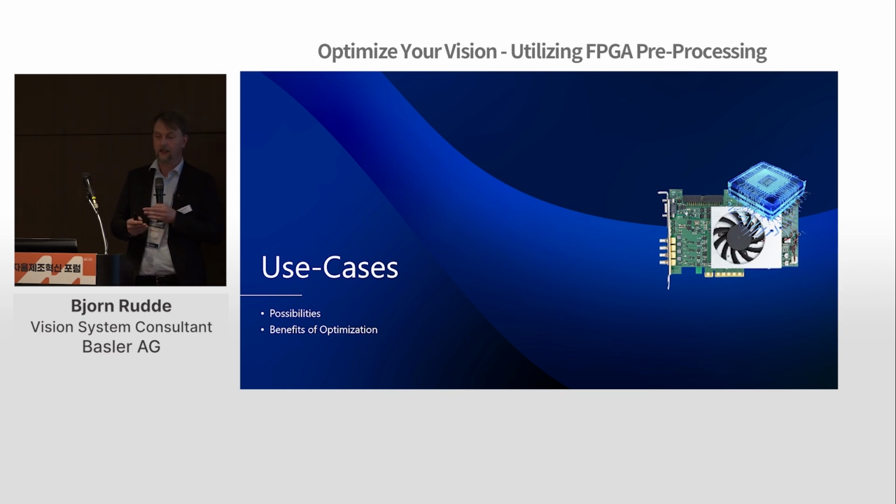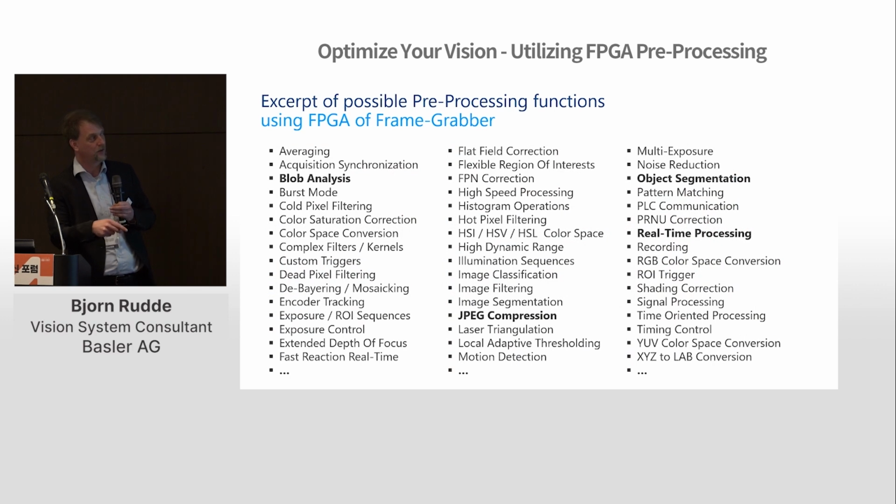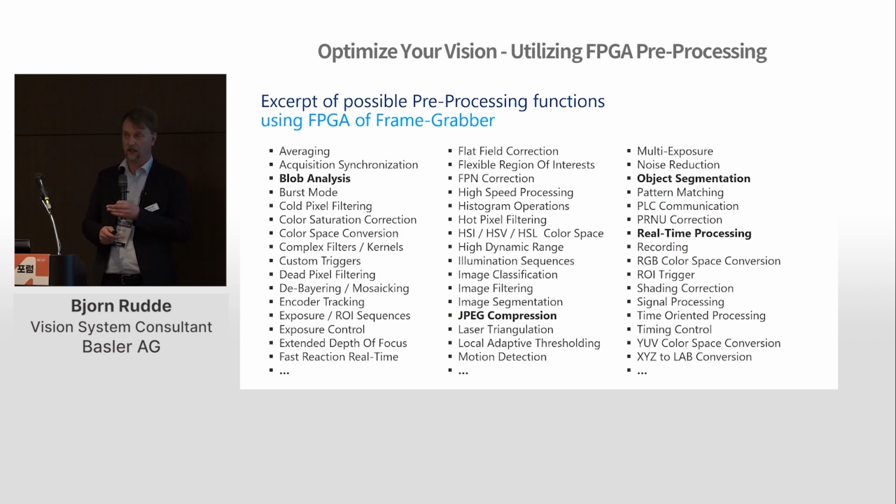So here, I guess a lot of the machine vision engineers in the audience will recognize a lot of different pre-processing functions. It's just an excerpt. We have much more we can offer to you, moving it into an FPGA. So it can be something like a blob analysis, real-time processing, object segmentation. It's very similar to the blob analysis.